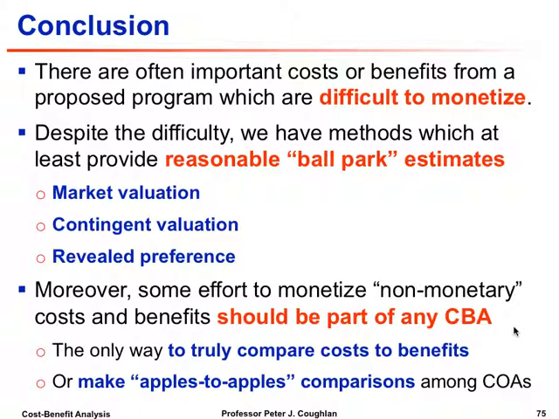So again, the idea is that some things are perfectly monetizable. Of course, monetize them. Things that are indirectly monetizable, you should monetize them. And then if there's anything left over, which is still non-monetizable, we will talk next time about how we handle that.